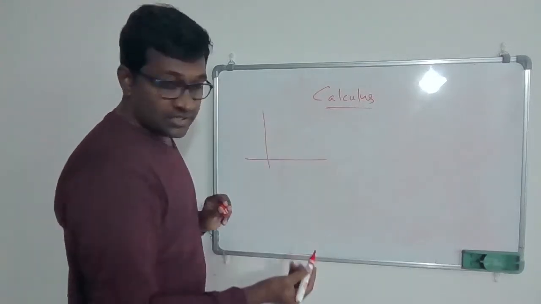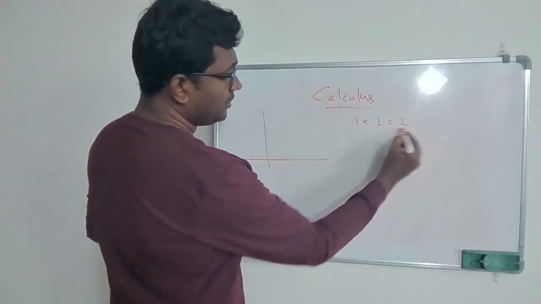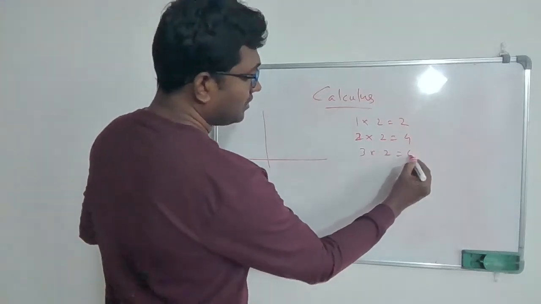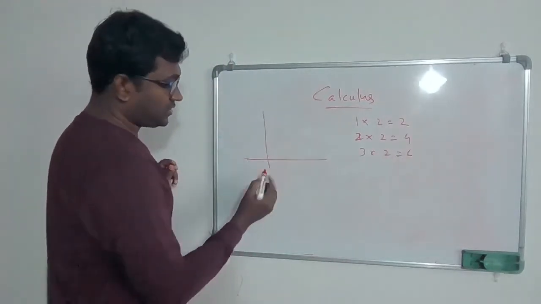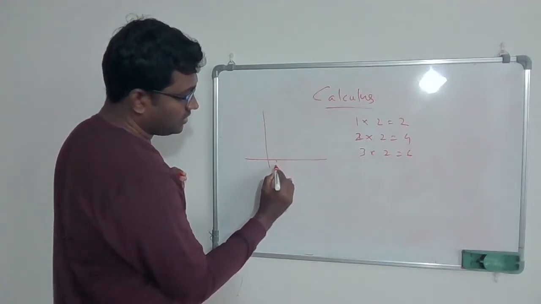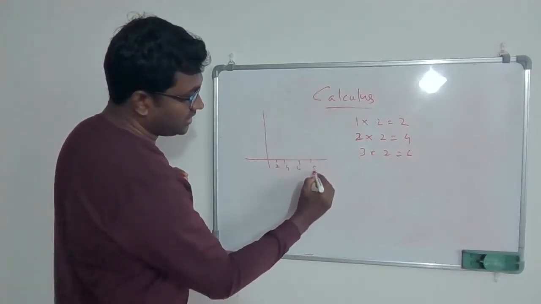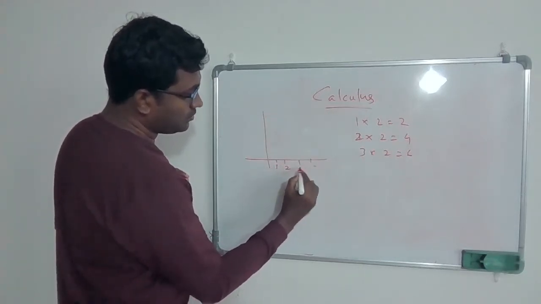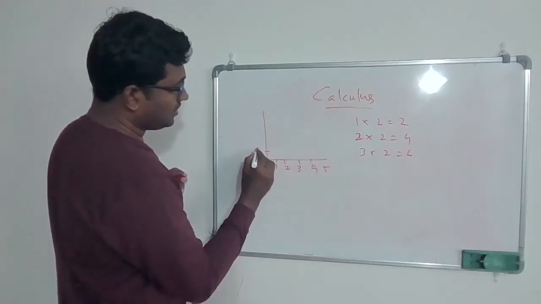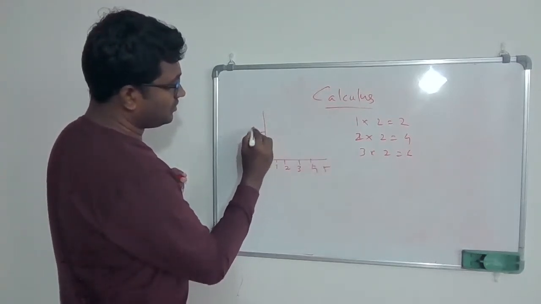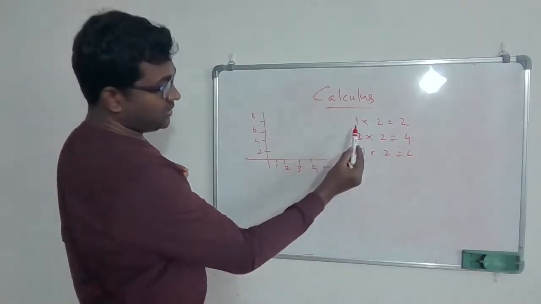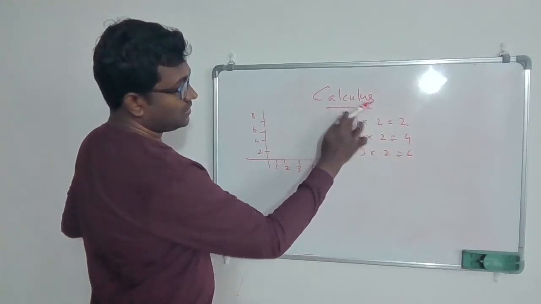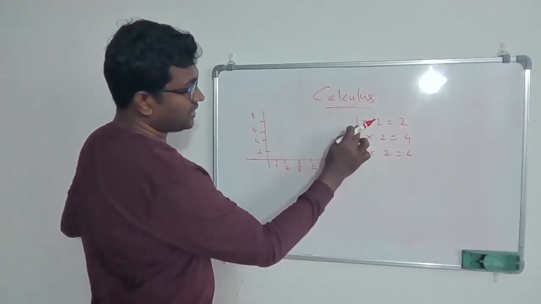What is the multiplication table? 1 into 2 is equal to 2, 2 into 2 is equal to 4, 3 into 2 is equal to 6. What does it represent in a graph? Let's say we have 1, 2, 3, 4, 5 here, and 2, 4, 6, 8 here. This is the value of x, and this is the value of y.